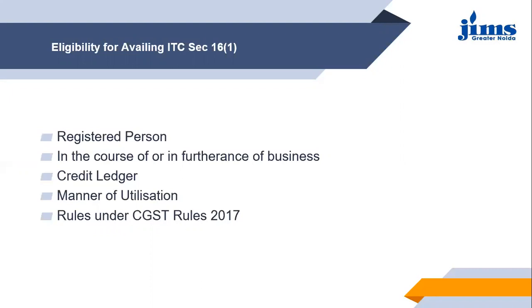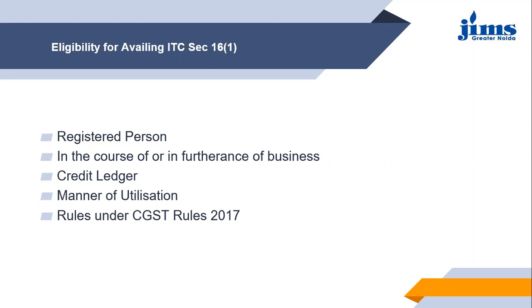Then next is the credit ledger. The amount of ITC shall be credited to the electronic credit ledger in the account of the person who is entitled to take the ITC benefit. If there is no update on the portal in respect of the person claiming ITC, then you will not be eligible to take the benefit. Then manner of utilization: as I told you previously, you may have different categories of GST, IGST, SGST, CGST, maybe UTGST.